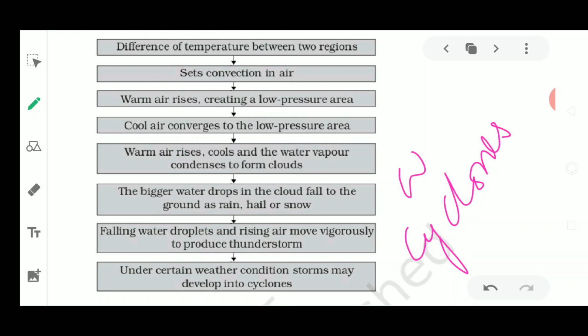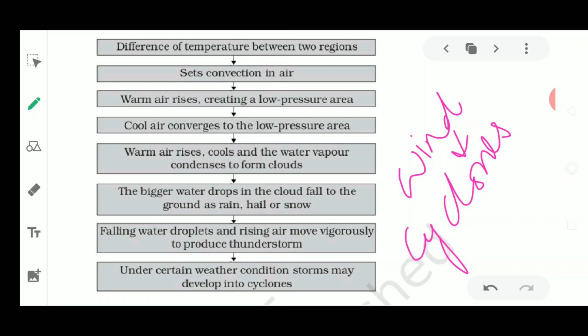First wind is formed, then how is this wind turned into cyclones and thunderstorms. So the first point, which is very important because this is the main cause of the formation of wind and the cyclone, is the difference in the temperature between two regions.